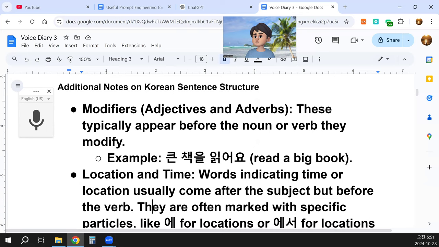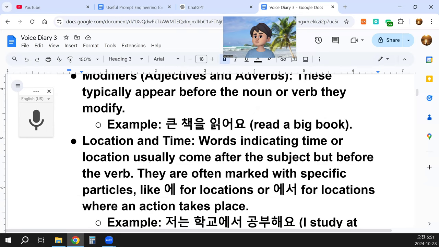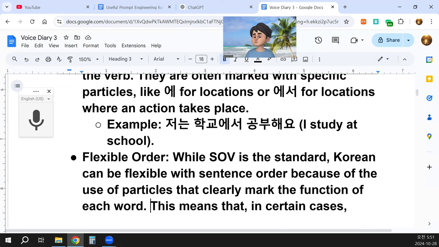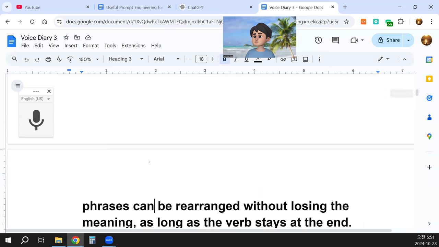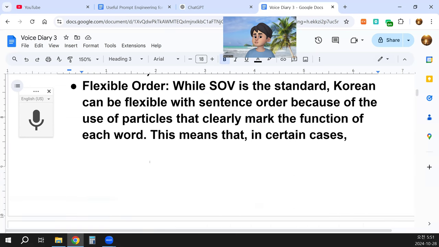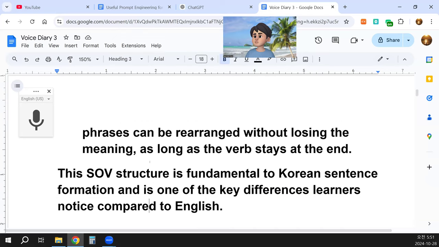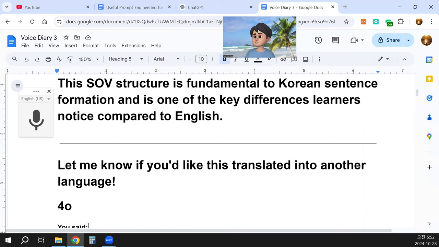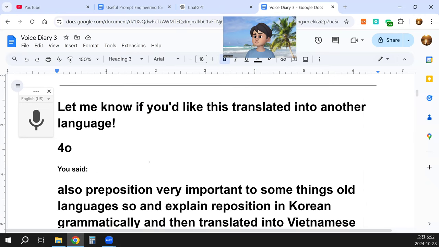Words in location and time are often marked with a specific particle. So the standard Korean word order can be flexible, and that is because of the use of particles that mark the function of each word. This means that in certain cases, phrases can be rearranged without losing the meaning. For Korean learners, being able to use and manipulate particles is very important.